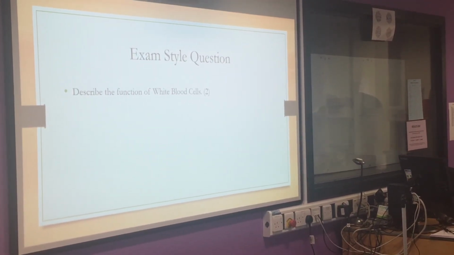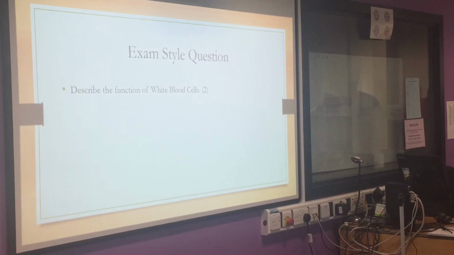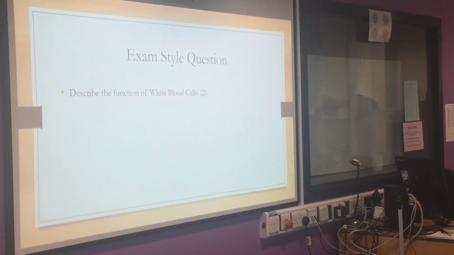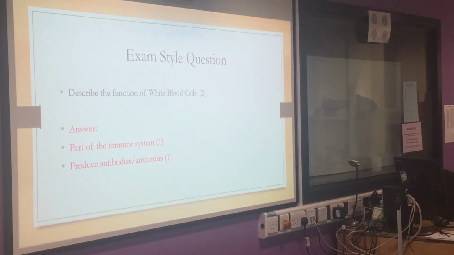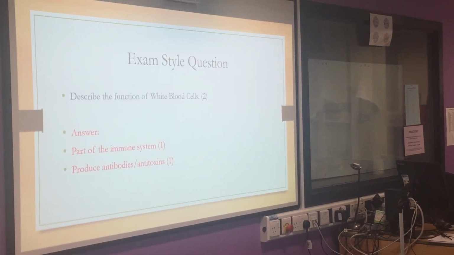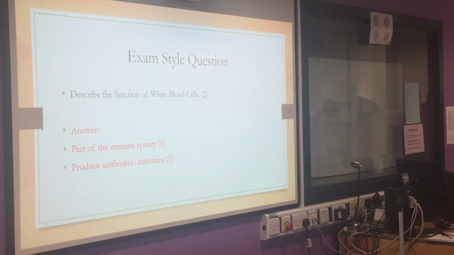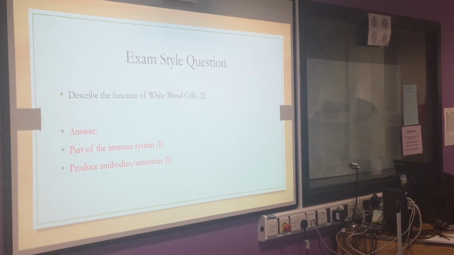Exam style question. Describe the function of white blood cells. This is 2 marks. Pause the video now to attempt this question. The answer. You would get 1 mark for mentioning that white blood cells are part of the immune system, and 1 mark for mentioning that white blood cells produce antibodies and antitoxins.